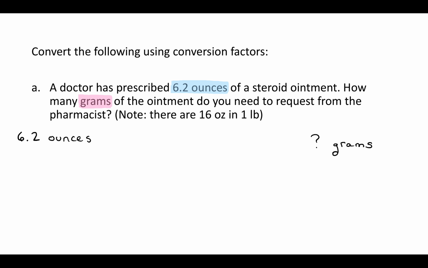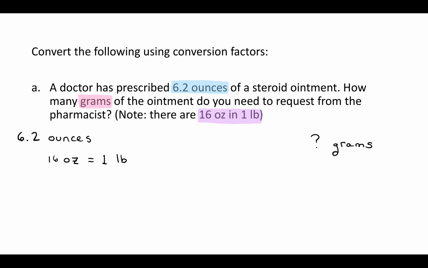But they also give you other numbers. They say that there are 16 ounces in 1 pound. And because there's a relationship between those two numbers, 16 ounces in 1 pound, you write it as a conversion factor. So 16 ounces equals 1 pound. Okay, so this is what we have. These are the puzzle pieces. We have to somehow get from ounces to grams. And right now, using the conversion factor we have, we can only get from ounces to pounds.